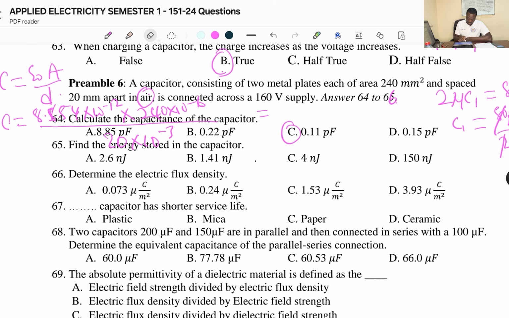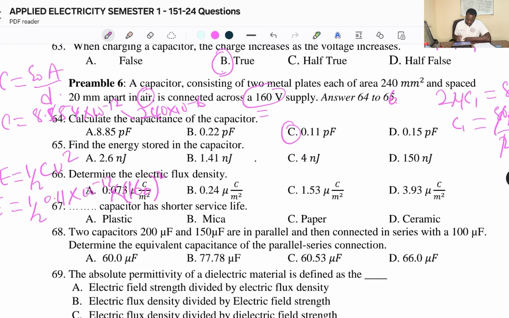Now moving forward to the next question, we have 65. Right, 65. Let me clean this so that you can see. Question 65. Find the energy stored in the capacitor. Again, we write the formula for energy stored in a capacitor, which is half capacitance times the voltage square. So the capacitance here, which we just know, C, is 0.11 picofarad. So that will be half times 0.11 times 10 to the power minus 12 times the voltage square. Voltage here is 160 volts. So we have 160 volt square, right?